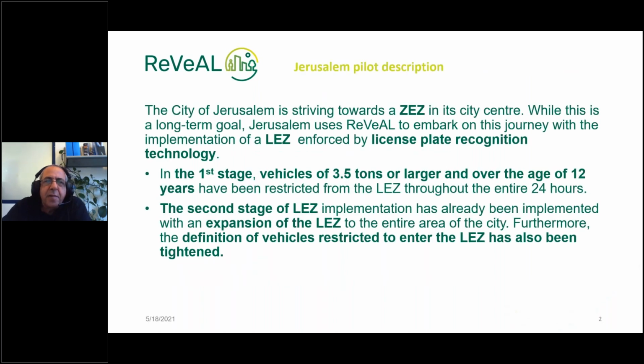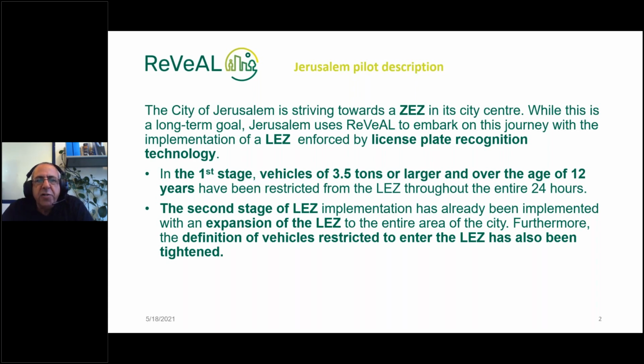So let's start. The city of Jerusalem is striving towards a zero emission zone in its city center. While this is a long-term goal, Jerusalem uses ReVeAL to embark on this journey with the implementation of a low emission zone enforced by license plate recognition technology. In the first stage, vehicles of 3.5 tons or larger and over the age of 12 years have been restricted from the low emission zone area throughout the entire 24 hours.